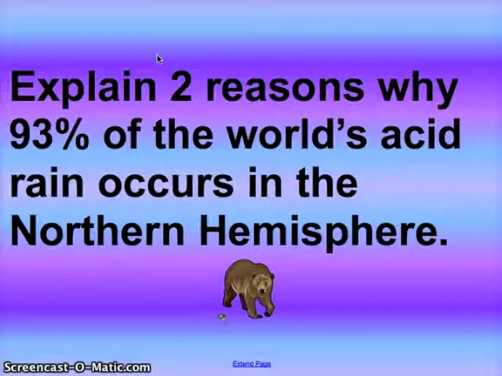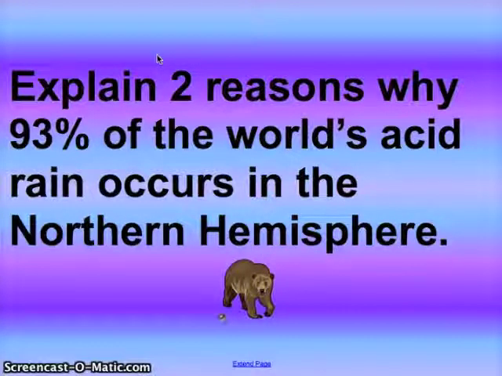Explain two reasons why 93% of the world's acid rain occurs in the northern hemisphere. Okay, so this is one of those questions that's going to be on the test. Well, one, remember, acid rain does what? Acid rain travels. So that's one of the reasons why. And it travels, but why does it travel so much in the northern hemisphere? Why is it located in the northern hemisphere? It travels so much in the northern hemisphere because that's where most of the people live that create the pollution.